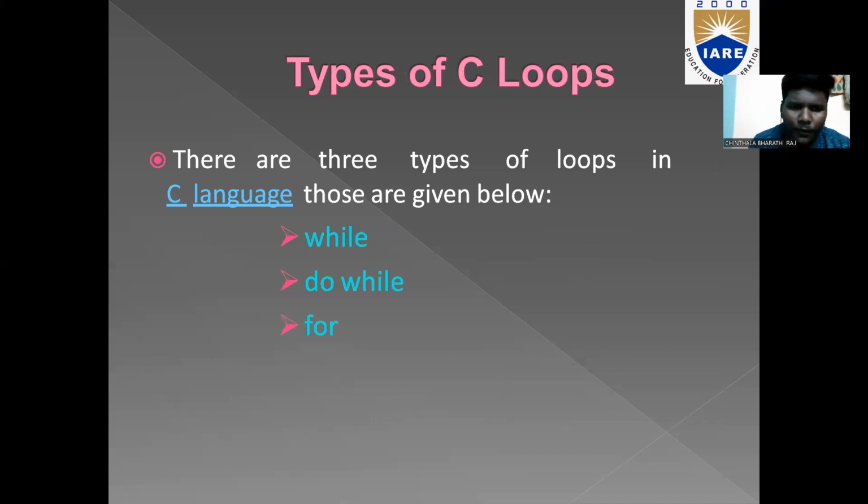Of these, while loop and for loop are entry control loops. In this type of loop, the test condition is tested before entering the loop body. The do while loop is an exit control loop. In this type of loop, the test condition is evaluated at the end of the loop body. Therefore, the loop body will execute at least once, irrespective of whether the test condition is true or false.